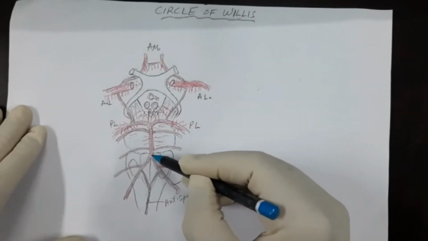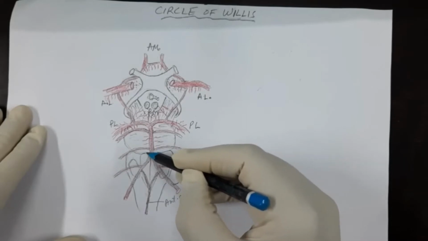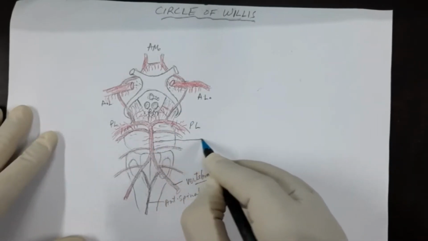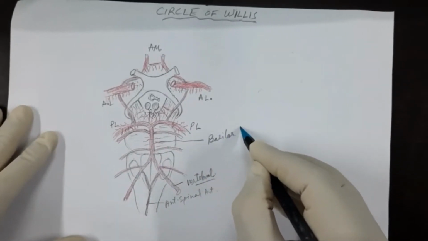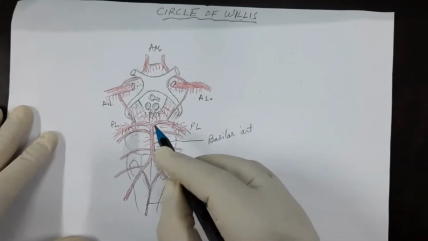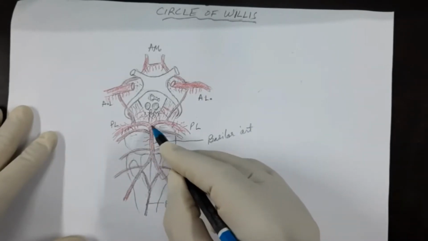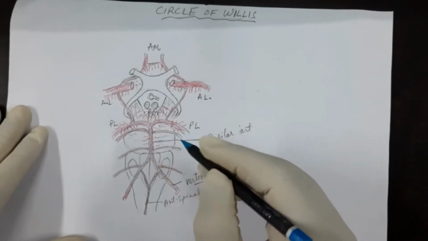And then here the two vertebral arteries of the right and left side join each other at the lower border of the pons and form the basilar artery. It is called the basilar artery as it lies in the basilar groove of the pons. So this is the basilar artery running from the lower border to the upper border of the pons on its ventral aspect.